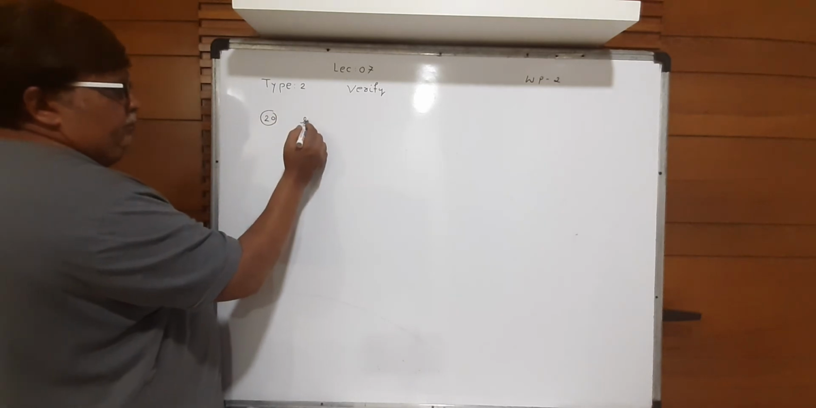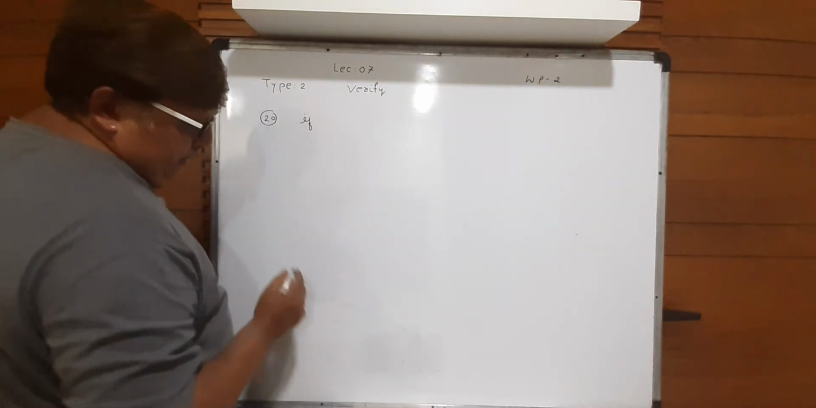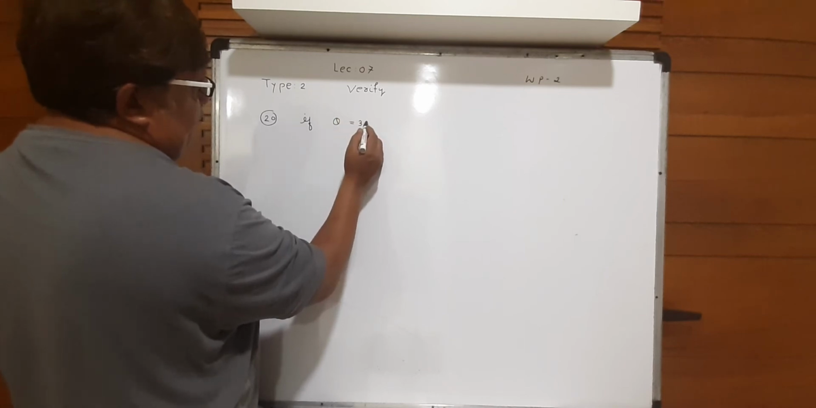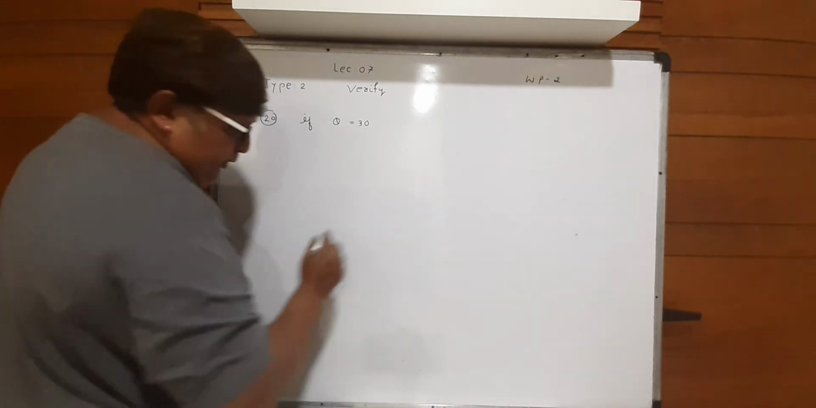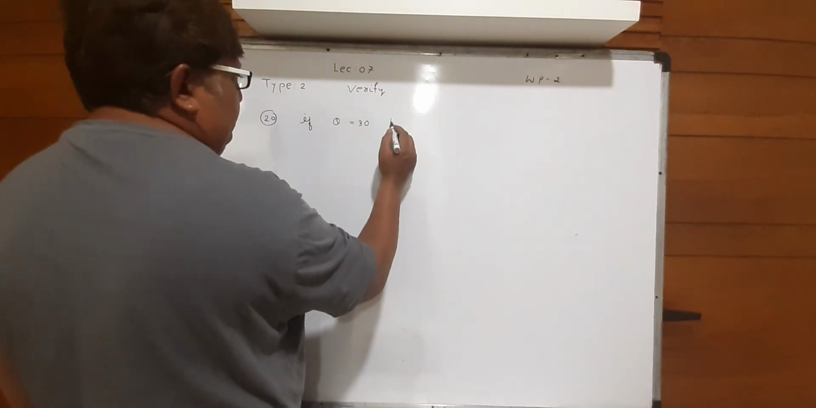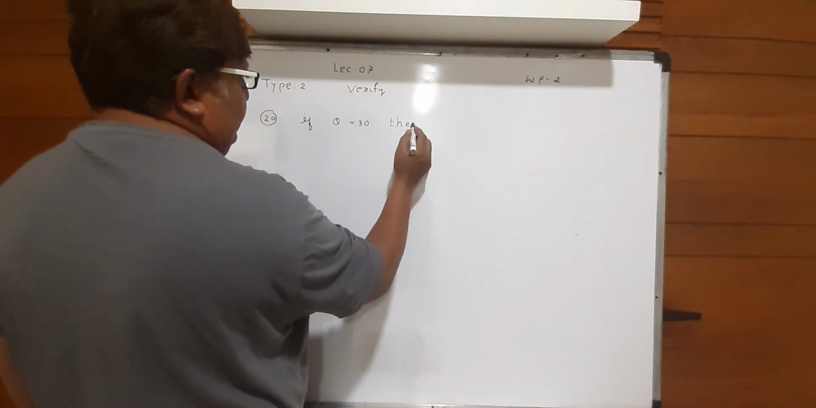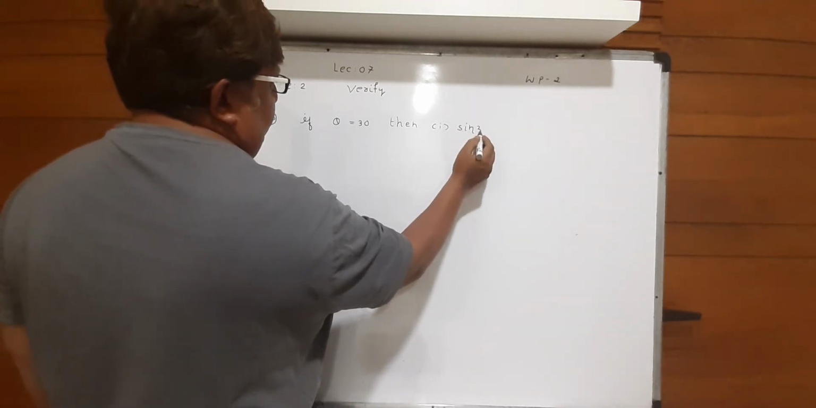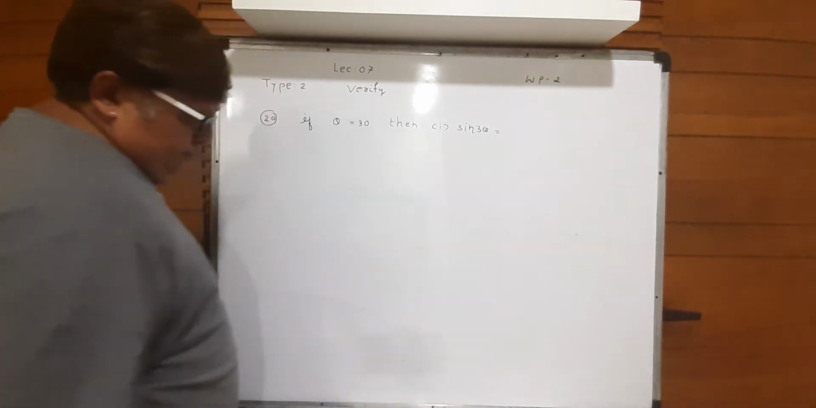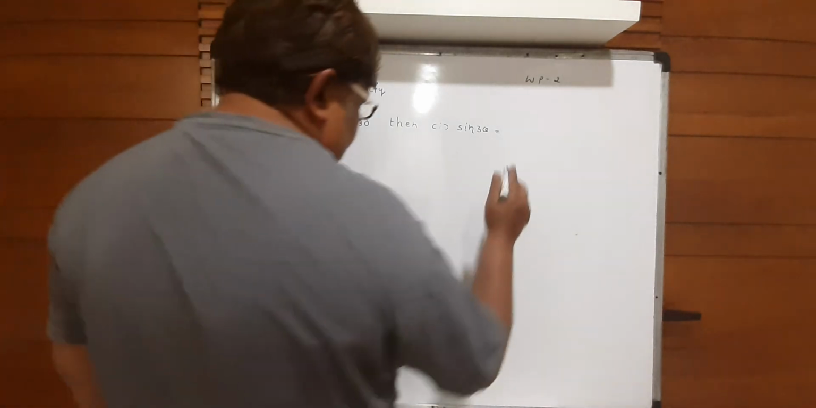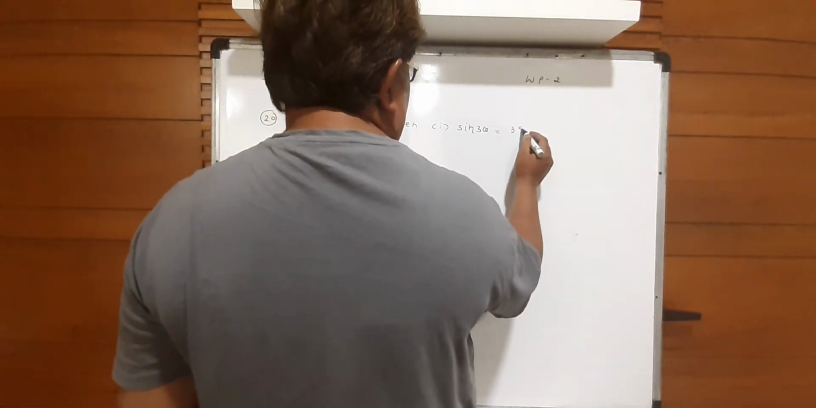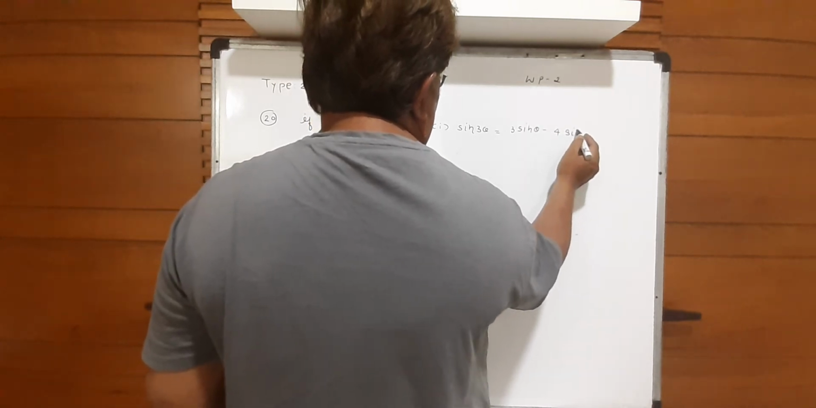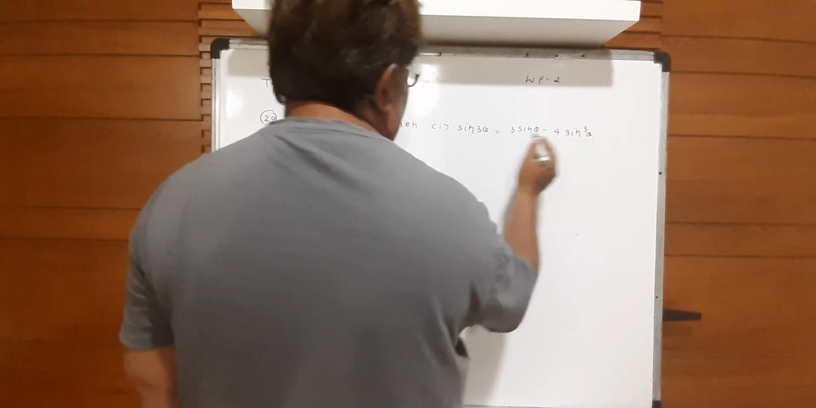This example needs more attention. If theta equal to 30, then you have to verify two facts here. First, sine 3 theta equal to, what is given? 3 sine theta minus 4 sine cube theta.